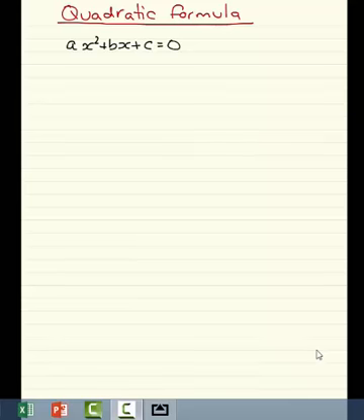So what we're going to do is try and solve this equation for x. So we have ax squared. We don't want ax squared, we just want x squared. So our first step is to divide everything through by a. When we do this, we end up with x squared plus b over a x plus c over a is equal to 0.